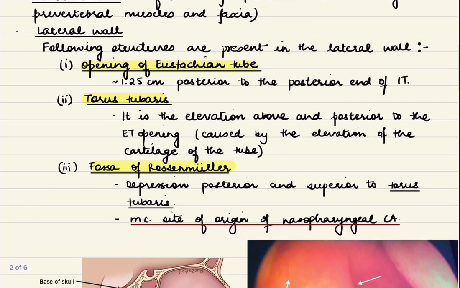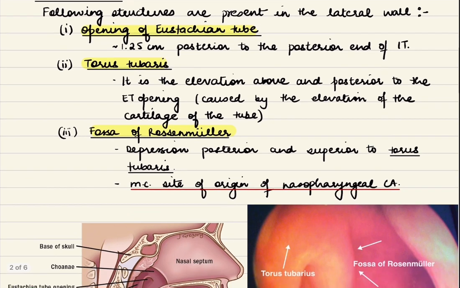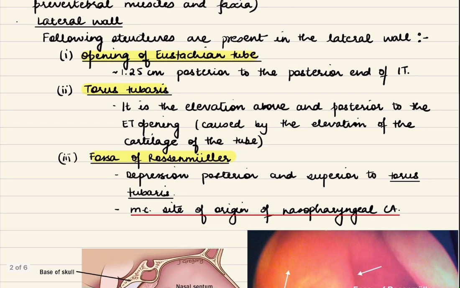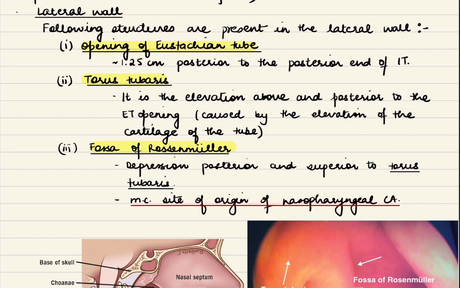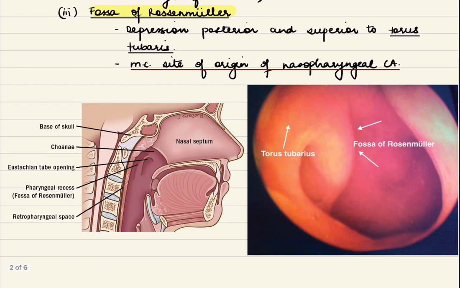Now the lateral wall has a few important structures, namely the opening of eustachian tube, torus tuberis, and fossa of Rosenmuller. Now what are these structures? We'll see in these diagrams.